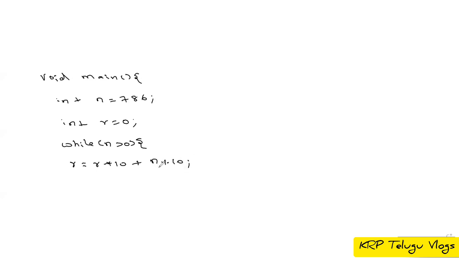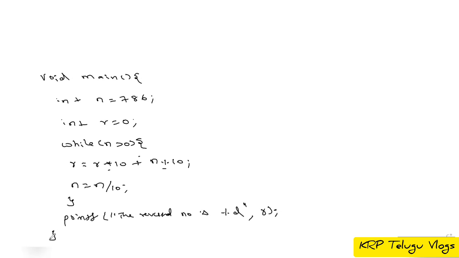And if you don't give bracket also, that's fine, because modulus and multiplication have high priority. Clear? Yes, sir. Then plus. Okay. So now n is equal to n divided by 10. So now printf, the reversed number is percentage d comma r. Note down this. So it will print 687.